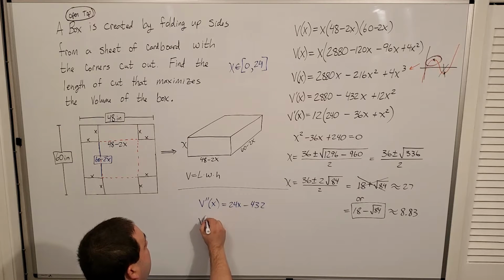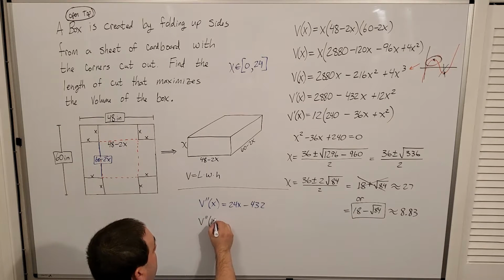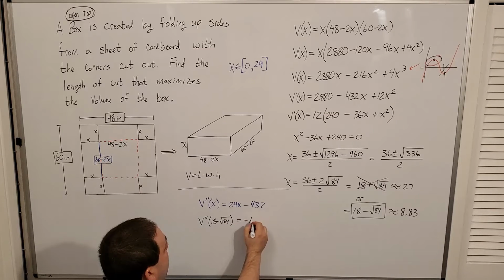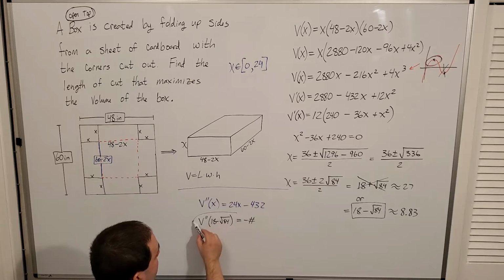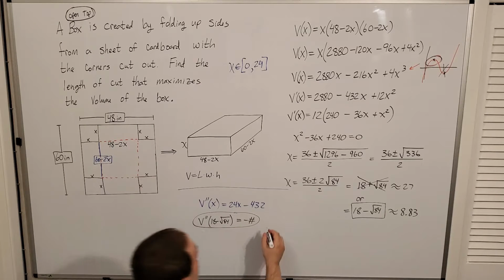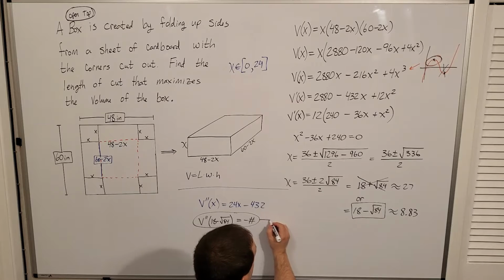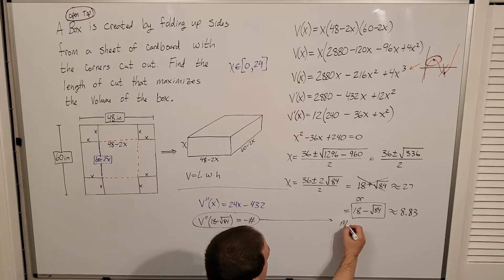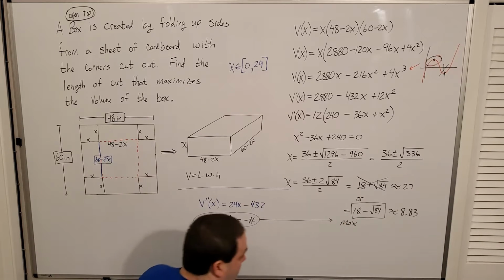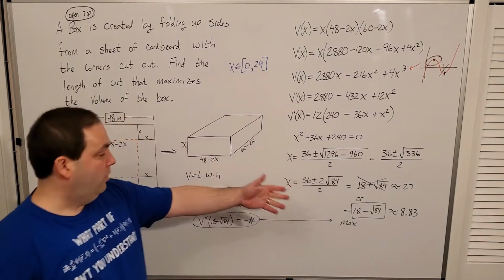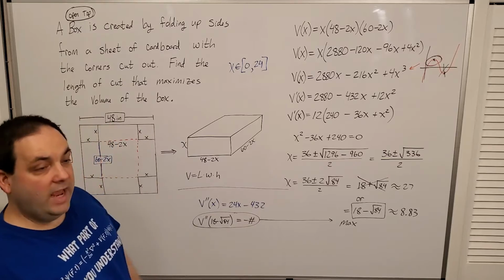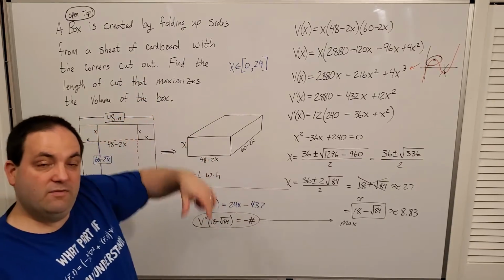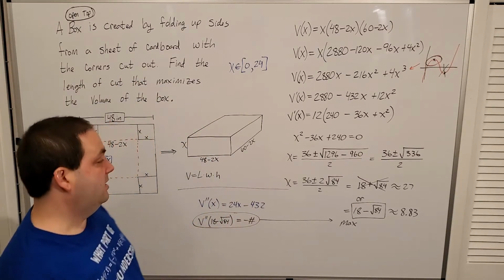V double prime, this is the second derivative test for this critical point of 18 minus square root of 84, equals a negative number. I don't even care that it was 200 and whatever. I care that it was negative, right? This right here is the second derivative test telling me that this is a max point. Because it's already a critical point where the derivative is equal to 0, having the second derivative negative guarantees that it's concave down, therefore a maximum.